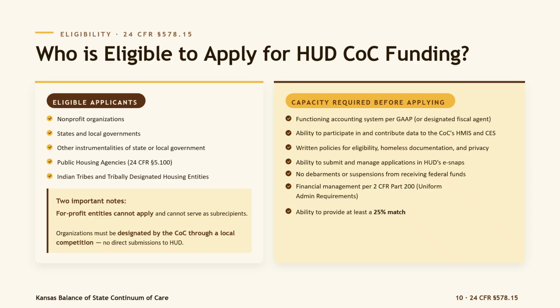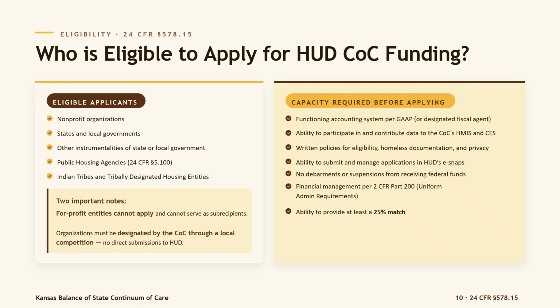Beyond eligibility, real capacity needs to be in place before applying. A functioning accounting system in line with generally accepted accounting principles, or a designated fiscal agent. Ability to participate in the Homeless Management Information System and coordinated entry, written policies for eligibility, documentation of homeless status, and client privacy. Ability to submit and manage applications in the eSNAP system.